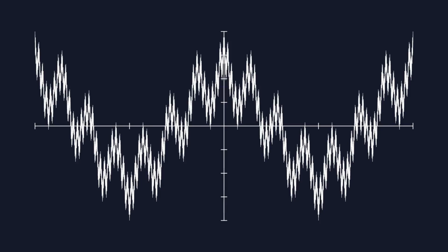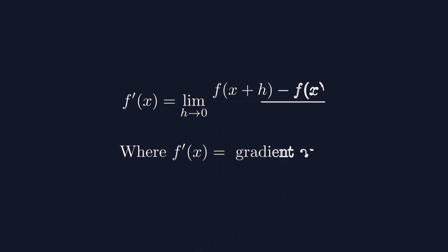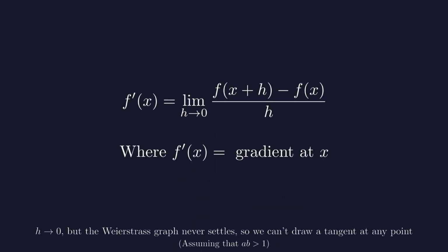But now, look at the Weierstrass function. As we zoom in, more and more peaks keep appearing, so the graph never settles. Going back to the formula, even as h tends towards 0, we can't get the gradient because the graph keeps jumping around. Therefore, there is no defined gradient.